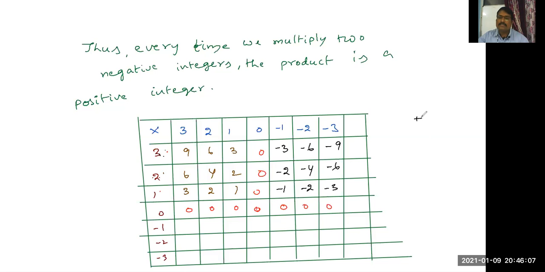That means positive into negative is always negative. Positive into positive is always positive. Now I am going to take another number. Minus 1 into 3.